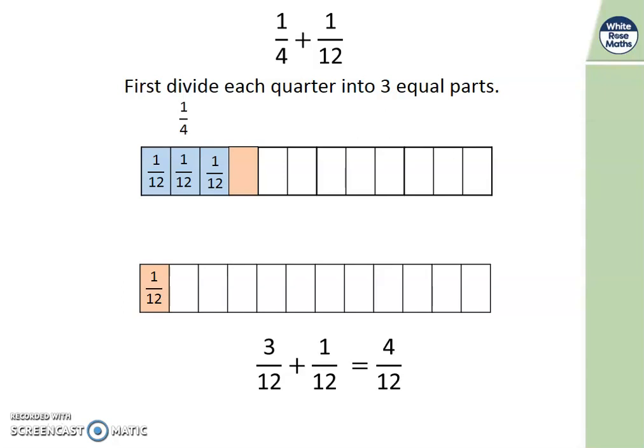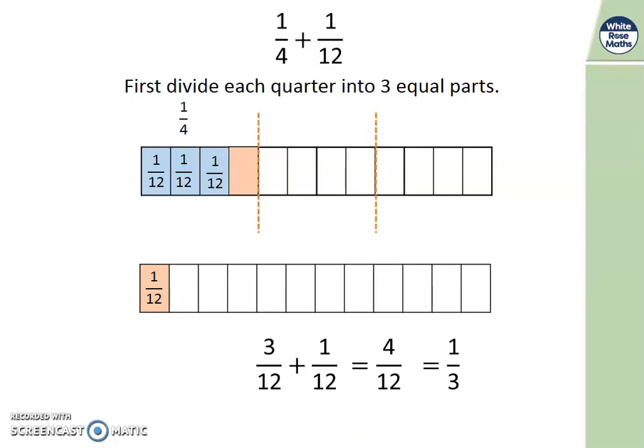I wonder if we could simplify that fraction. Is there a way we could make this look smaller parts? Is there a number that goes both into 4 and 12? 4 goes into both. How many 4s in 4? 1. How many 4s in 12? 3. And therefore it's equivalent to 1/3. So the answer is equivalent to 1/3.